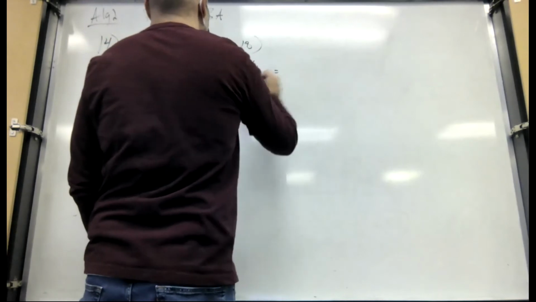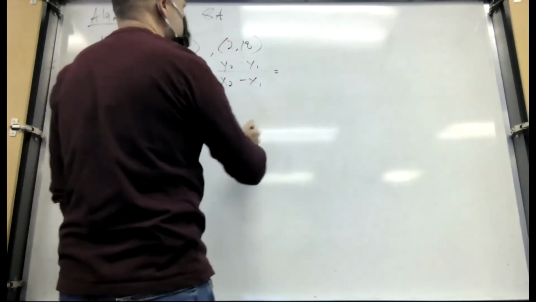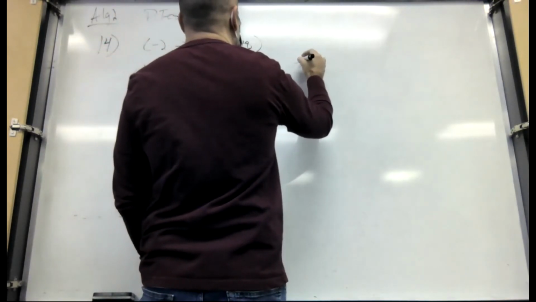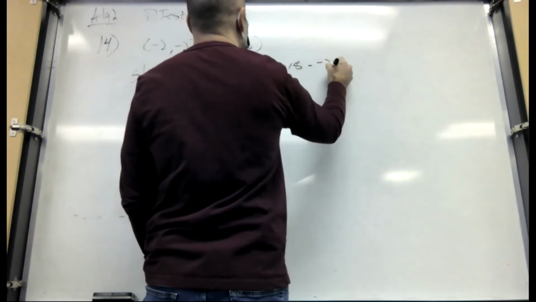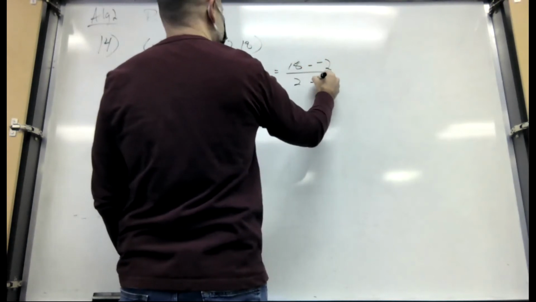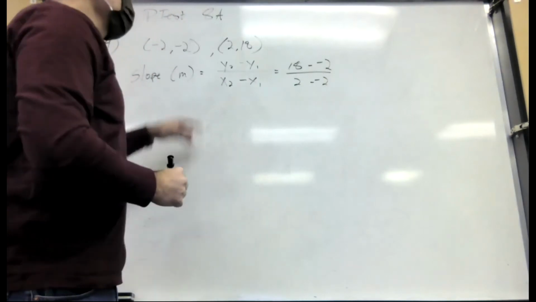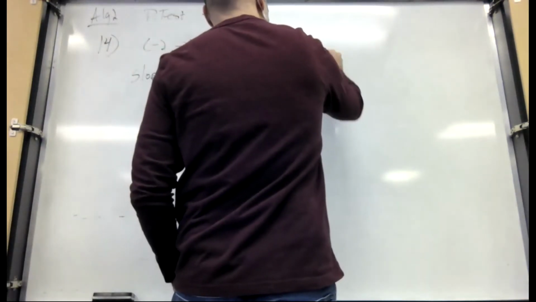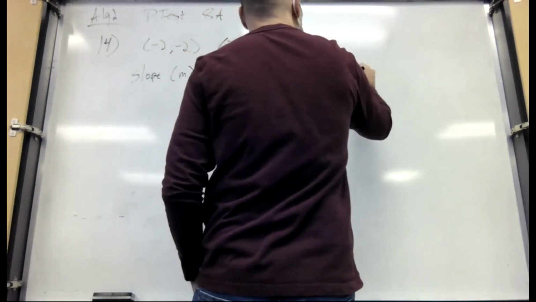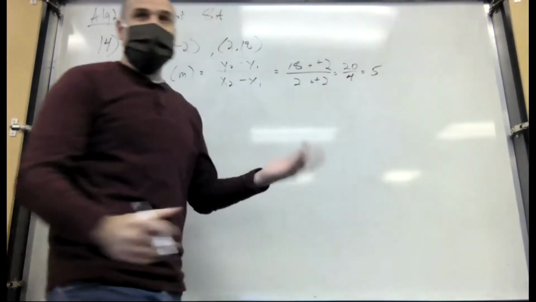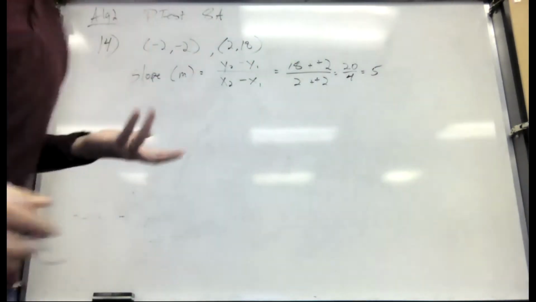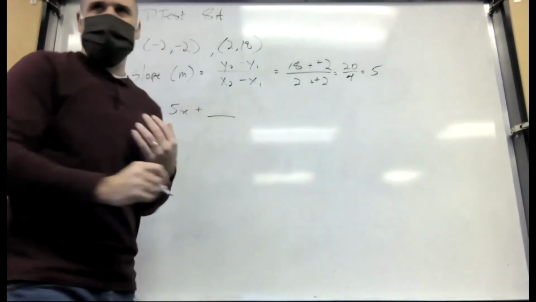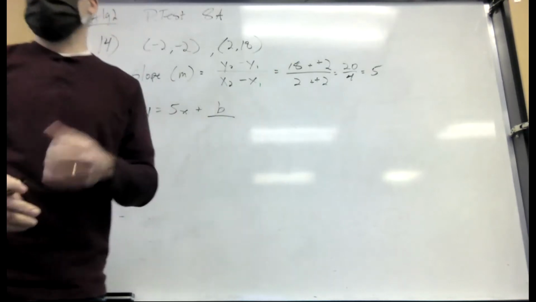Okay, so let's see. It doesn't matter what order you go because the negatives will cancel or deal with themselves, right? So 18 minus -2 over 2 minus -2. Just make sure you're consistent. So don't go 18 minus -2 and then -2 minus 2. All right. So this scratches out and you're left with 20 over 4, which is just 5. So now you have your slope. But we're not quite there. We have this, but we don't know what this is yet. So that's our b. So how do we find b?